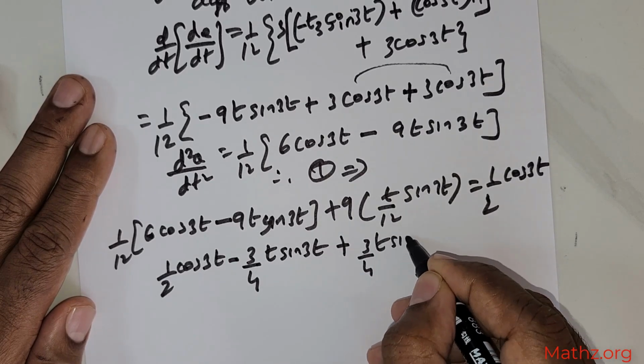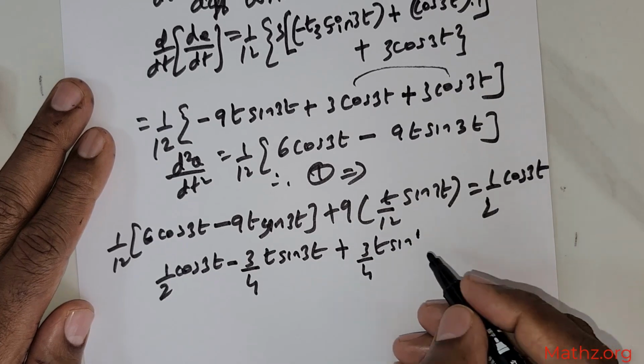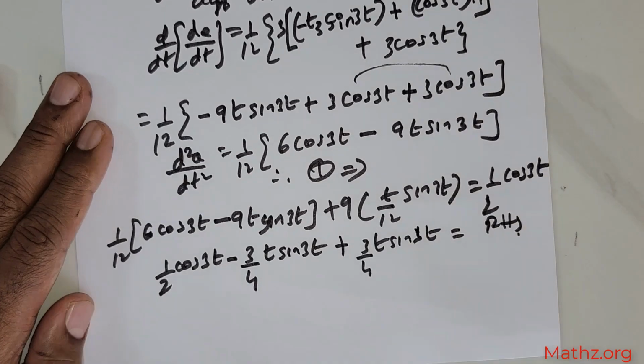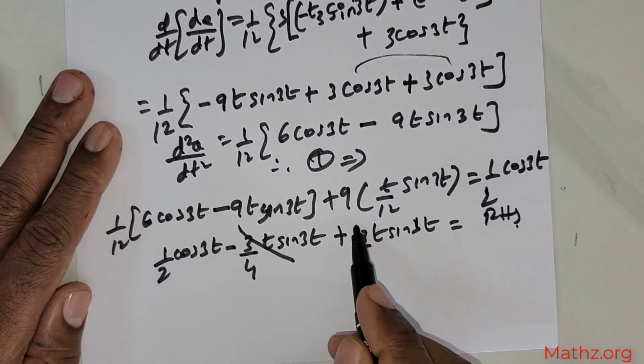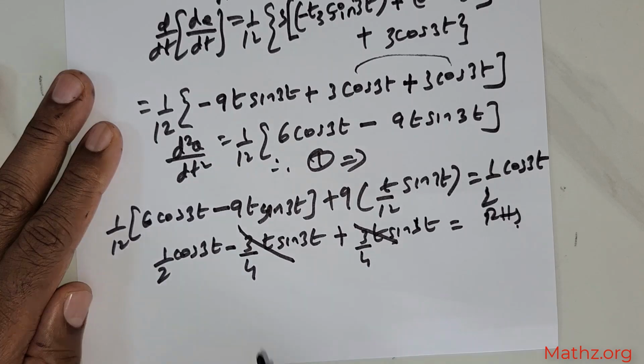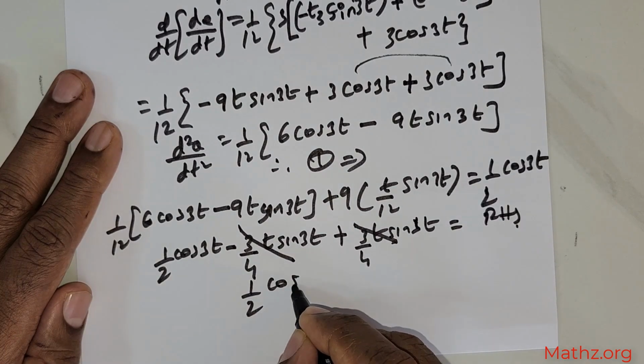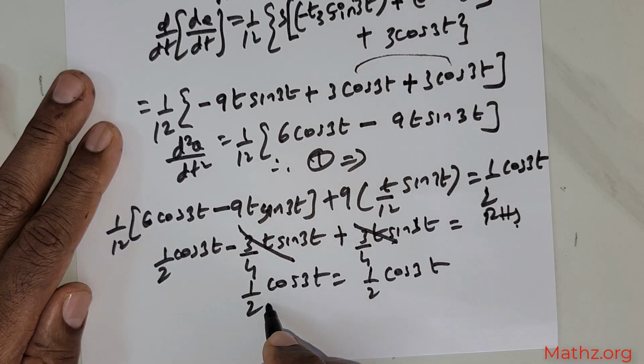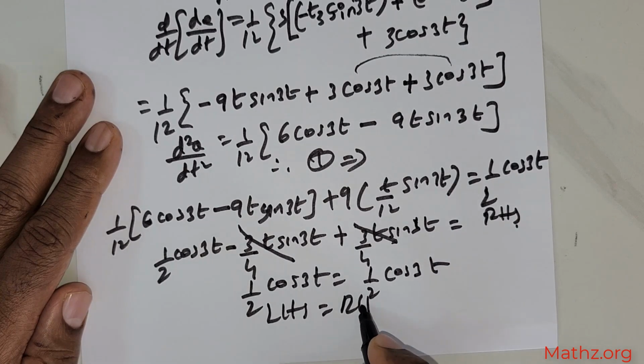3/4 times t times sine 3t is equal to the right hand side. Okay, now both of them can get cancelled, right? So what do you got here? 1/2 times cos 3t. What do you got here? 1/2 times cos 3t. Okay, so left hand side is equal to right hand side.